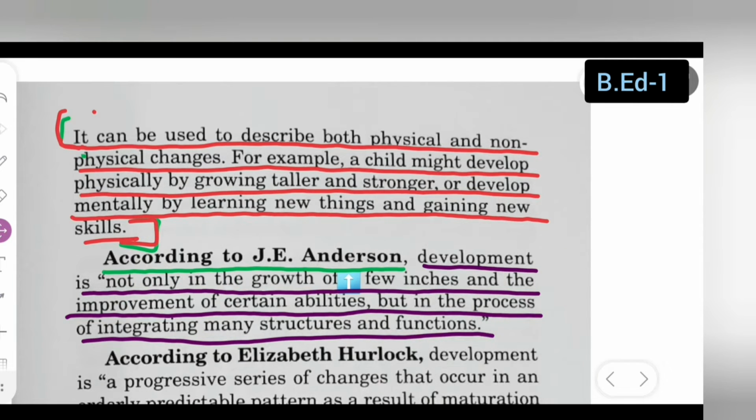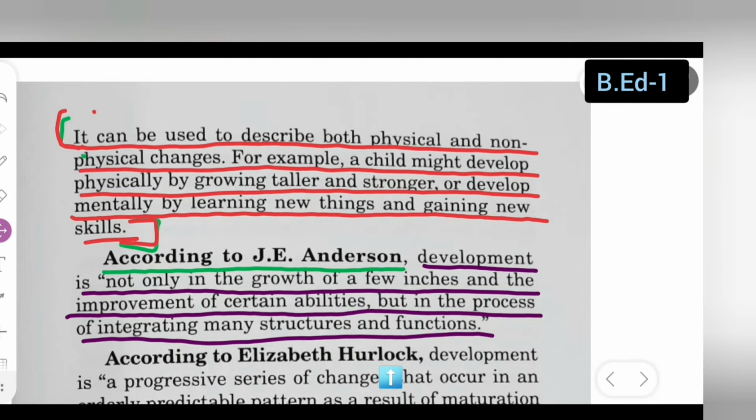According to J.E. Addison, what is the meaning of development according to J.E. Addison? Development is not only in the growth of a few inches and the improvement of certain abilities, but in the process of integrating many structures and functions. Next, let us see, according to Elizabeth Hurlock, what is the meaning of development?